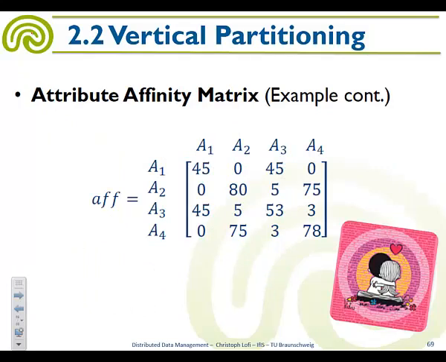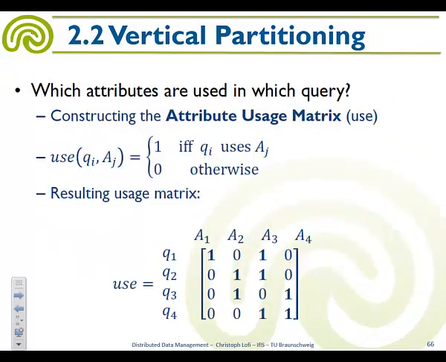It means summed over all 4 queries we had, attribute 1 is accessed 45 times together with attribute 1. Why is that? What does that mean? That basically means attribute 1 was only used in query 1. Query 1 was accessed 45 times. Therefore, 45 times attribute 1 was used alone. Because if we go back here, we see the attribute affinity matrix. Attribute 1 is only used in query 1.